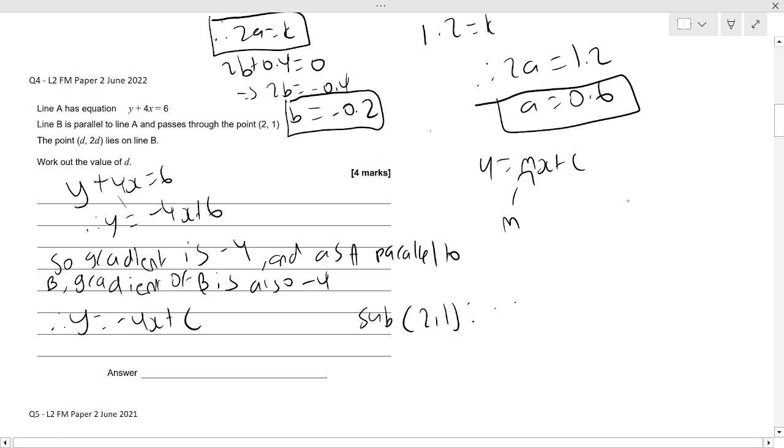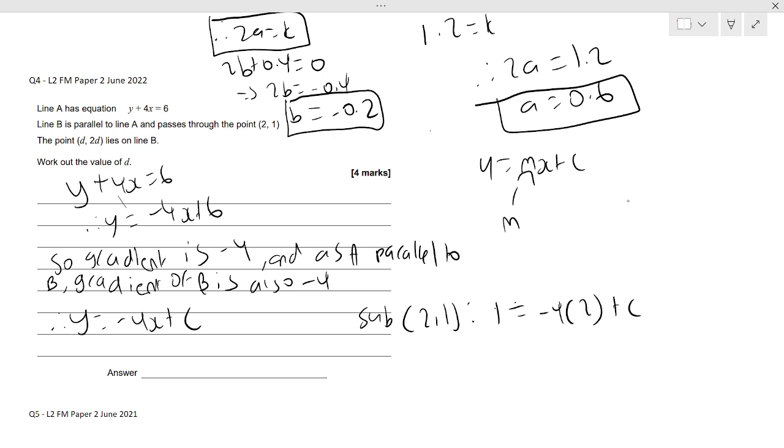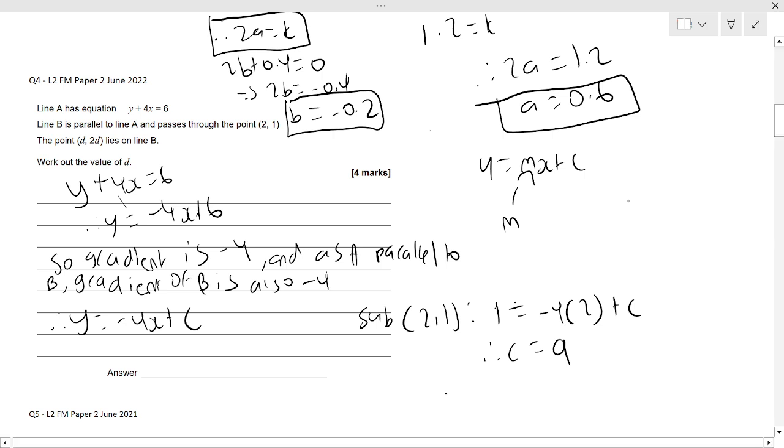So that means y is 1. So 1 would equal minus 4 lots of 2, plus c. So therefore, 1 equals minus 8 plus c. So c is going to be 9, right? Because then 9 minus 8 would give us 1. Okay, but therefore then, we've got the complete equation, y equals minus 4x plus 9.